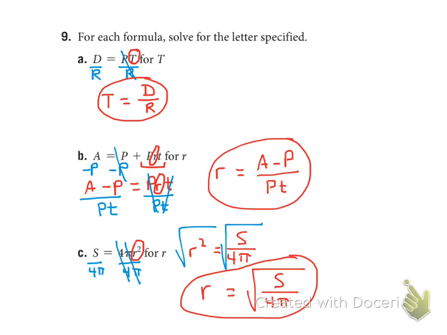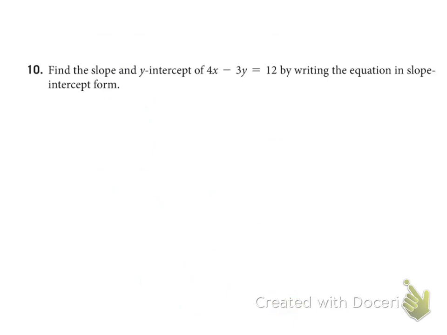Okay, number 10. Find the slope and y-intercept of 4x minus 3y is equal to 12 by writing the equation in slope-intercept form. So what does the slope-intercept form look like? It's y equals mx plus b. So that's telling us we need to take that equation they gave us. We have to get the y by itself. So how do we start?